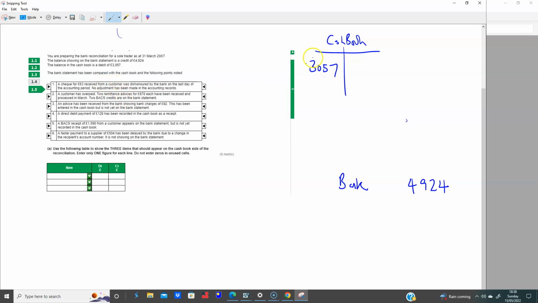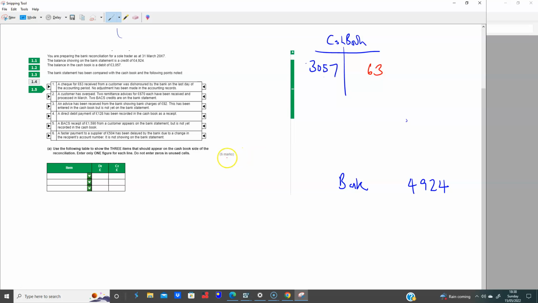So you'd put it in here, right, that you received this money, but it was disowned by the bank, so it never quite went in the first place. So you need to de-recognize that, right? You don't have it. It's not in here. You need to get rid of it. So you need to credit your cash book.